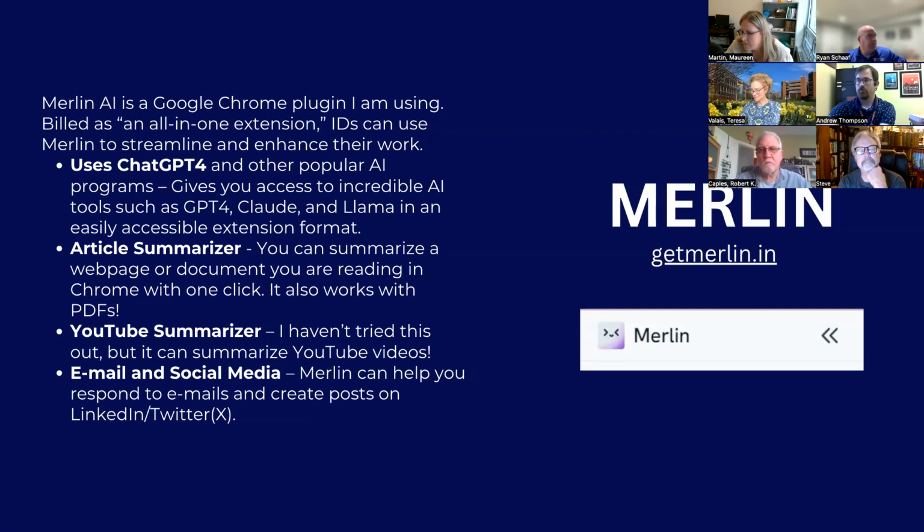So, I'll give Alyssa credit for this one. Alyssa told me about Merlin, and it's really cool. Right as she was talking about it, I was downloading it as a Google Chrome plugin. It's kind of like an all-in-one extension. You can use it to streamline your work. It uses ChatGPT 4, kind of like Bing that Alyssa was just talking about. And there are other tools built into Merlin, like Claude and Llama, that I wasn't as familiar with.